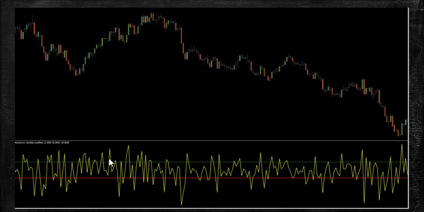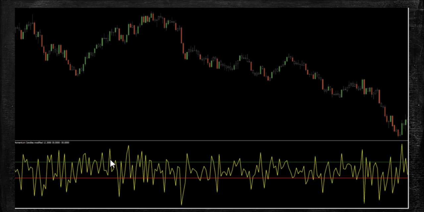Now, this looks like too many signals because it is. There's really no way to make something like this and only give us the signals that we're actually going to use. So like I said, take the first signal you get on this and then take the indicator off the screen. This just might be a little easier to read and a little less confusing if you know what you're doing.